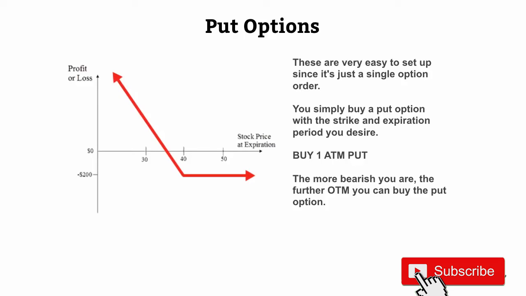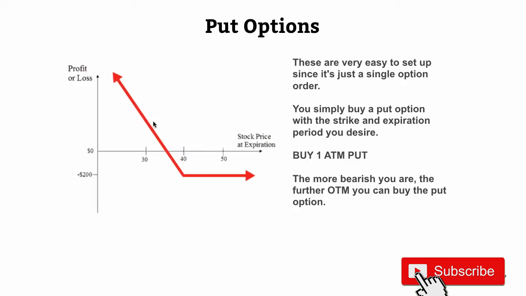Now, these are very easy to set up since, again, it's just a single order. You simply buy a put option with a strike price and expiration period that you desire. In our example, we're buying an at the money put option, meaning that the stock price could be right now at $40. We buy a 40 strike put. That's where the option payoff diagram pivots.